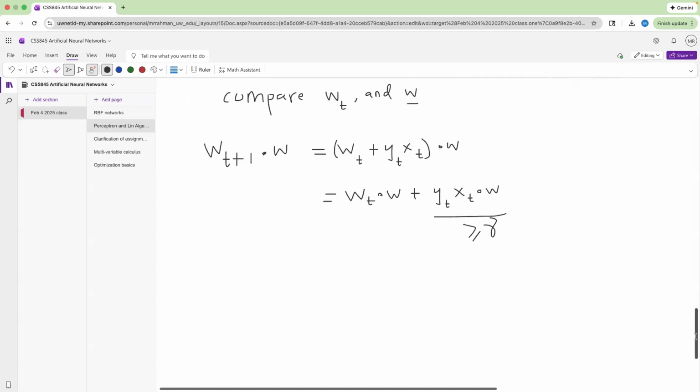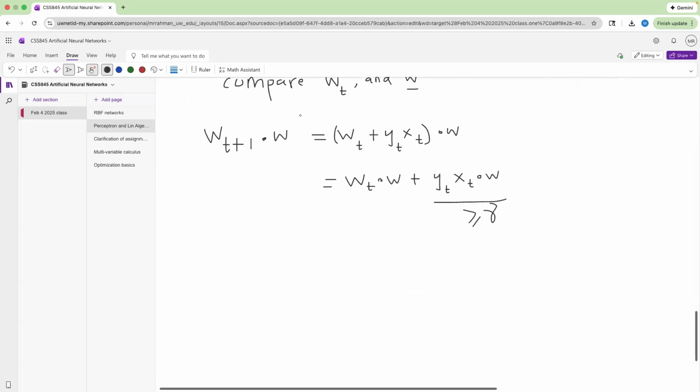Now you can see that at every iteration, the dot product between the optimal W and our current W t plus 1 increases by at least gamma, because this term is at least gamma. So if this was how close WT and W were before this iteration, after the iteration it increases by at least gamma. So we are making progress towards getting our algorithm's W closer to the optimal W by at least gamma. Okay.